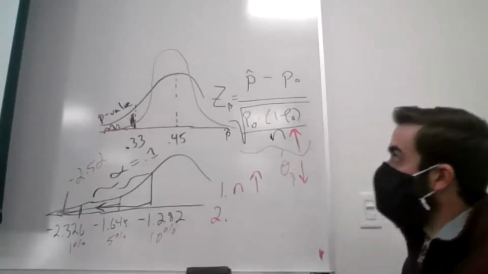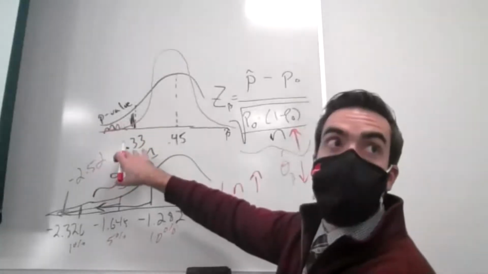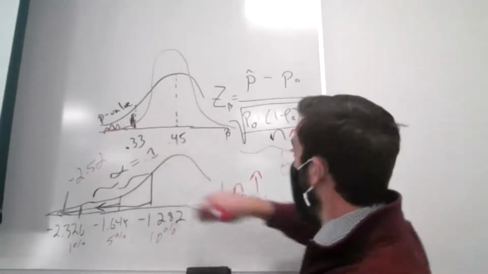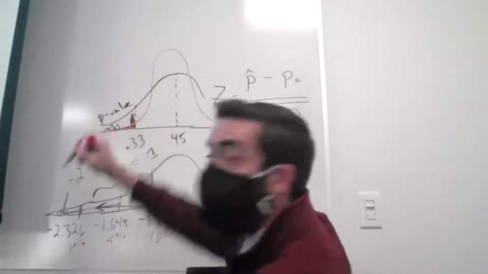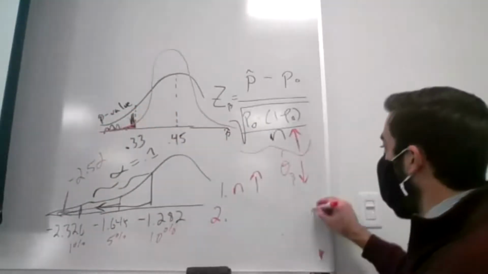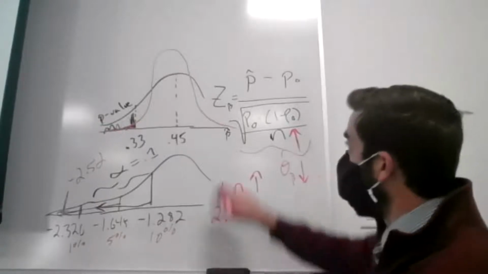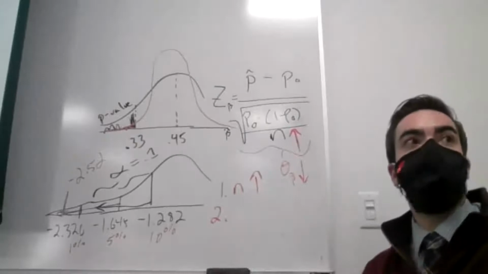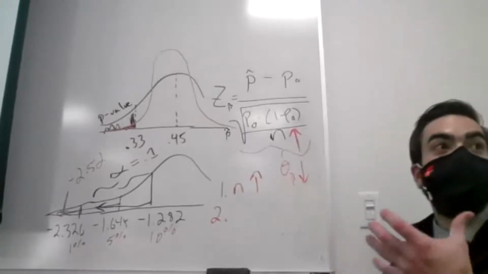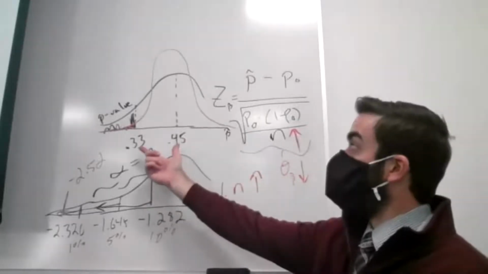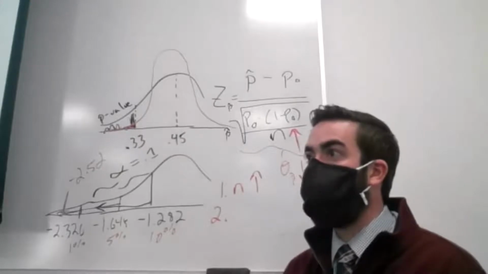So if I now think about what my p-value would be, I still found that same sample proportion of 0.33, but now with this higher sample size, my p-value is much, much smaller. Why? Because remember, this test statistic represents the number of standard deviations away. If my standard deviation is smaller, that same distance will be a higher number of standard deviations away now.